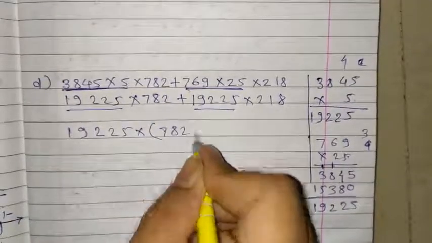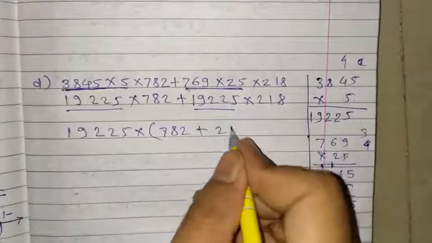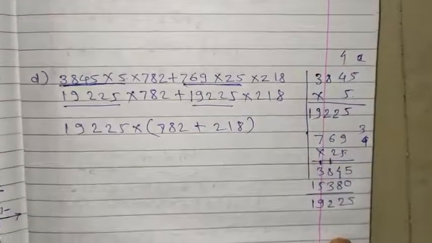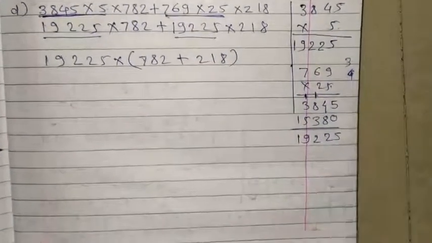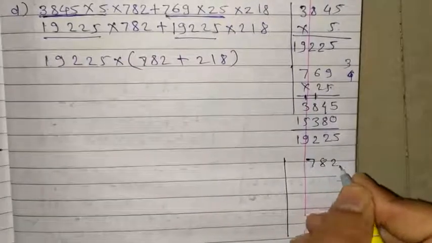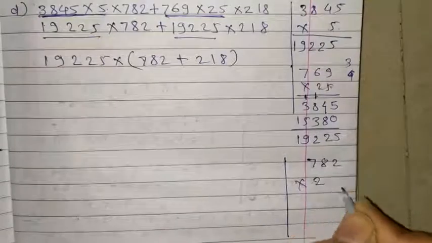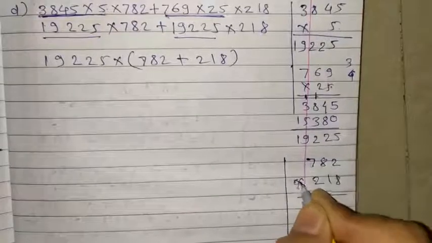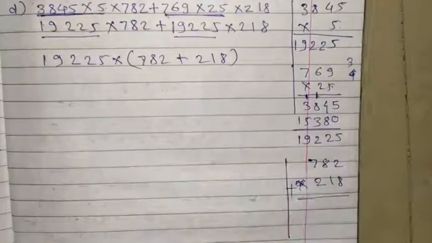Uncommon number you write plus sign, second uncommon number is 218. Now we solve the bracket terms. 782 plus 218, sorry, here plus is there because the sign is plus.